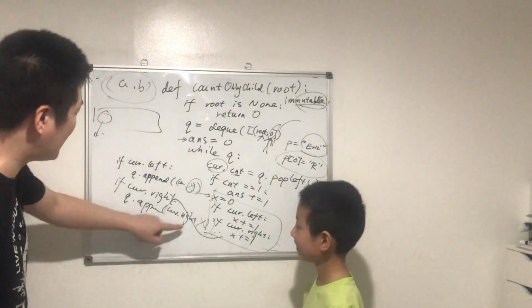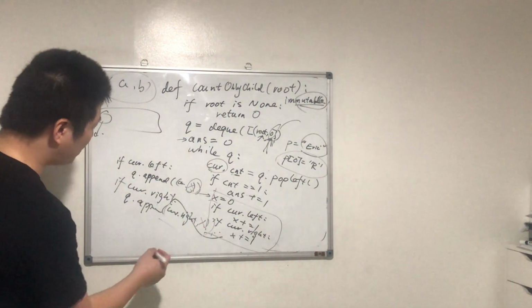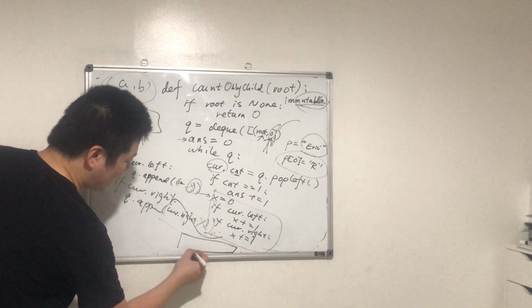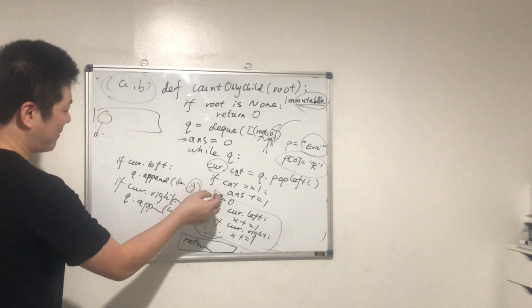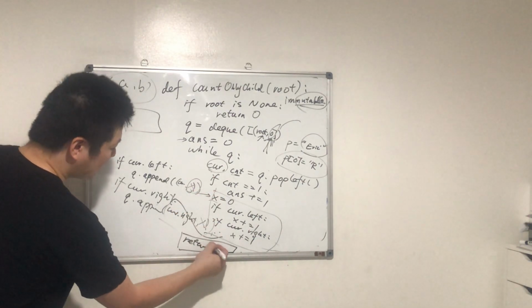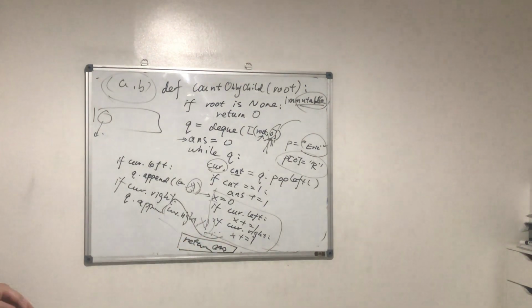Okay, now look, after this we push the kids. And then what's missing here? We have a last thing. Return something. Return which number are we calculating? X, the answer. Okay, what's the time complexity?